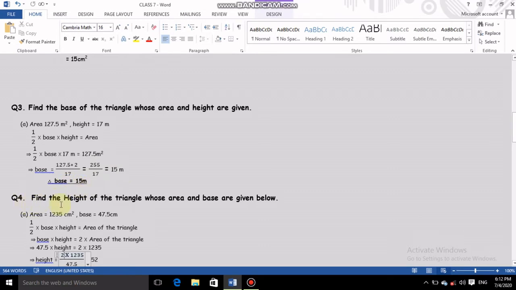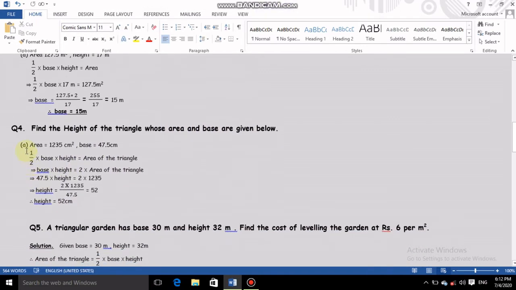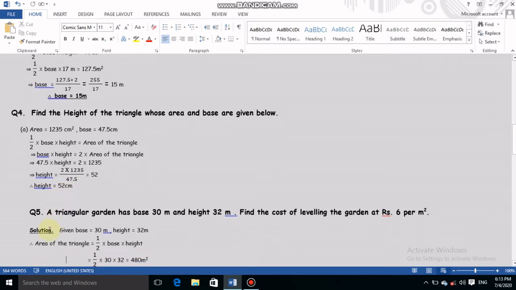Question number 4. Find the height of the triangle whose area and base are given below. A. Area 1235 centimeter square, base 47.5 centimeter. So half into base into height is equal to the area of the triangle. Base into height is equal to, you take the 2 that side, 2 into area of the triangle. So base 47.5 into height is equal to 2 into 1235. Height is equal to 2 into this by this, you multiply this and divide by this, you get 52. So height is equal to 52 centimeter.